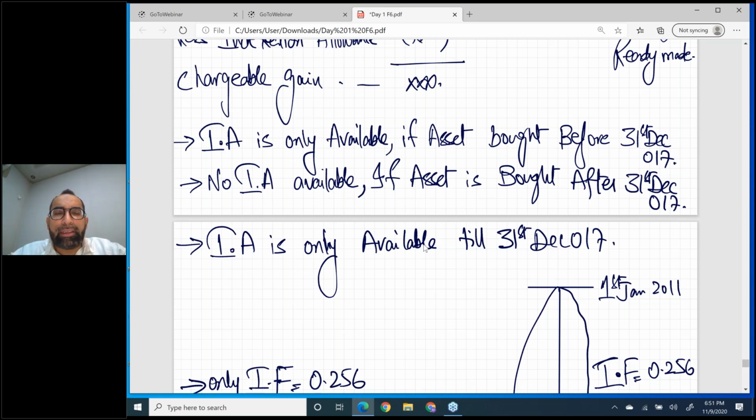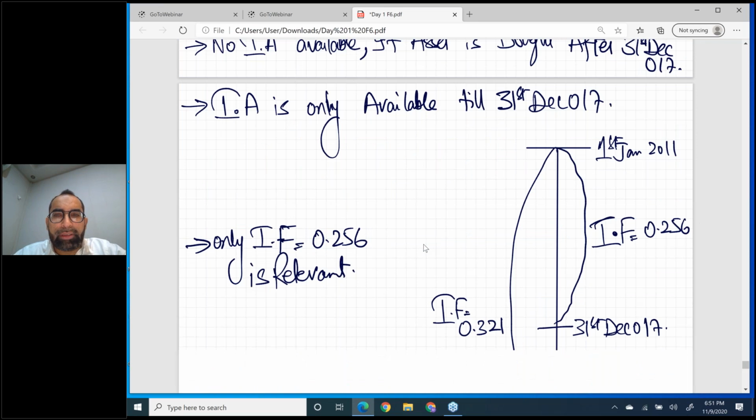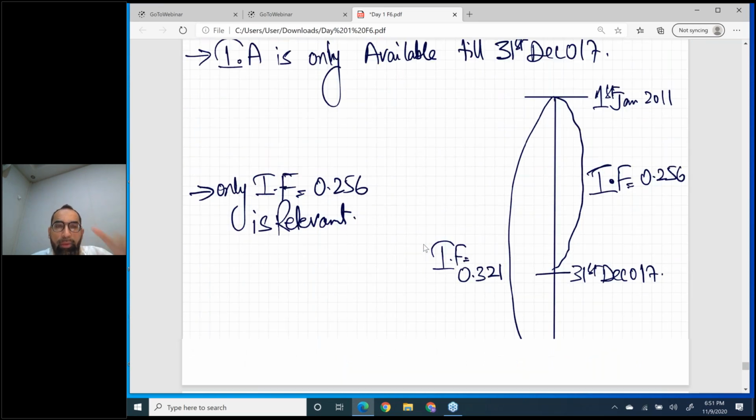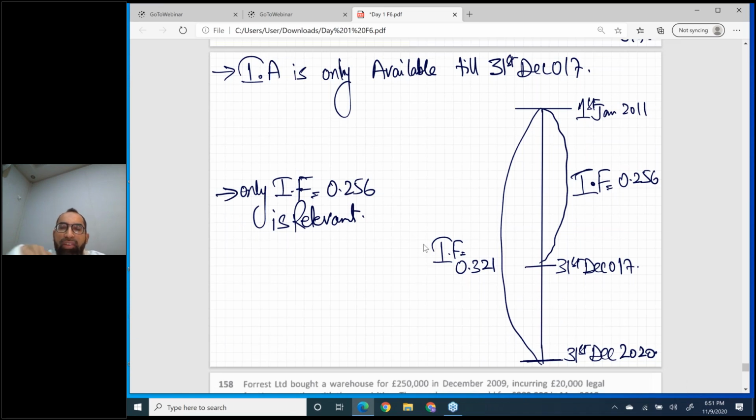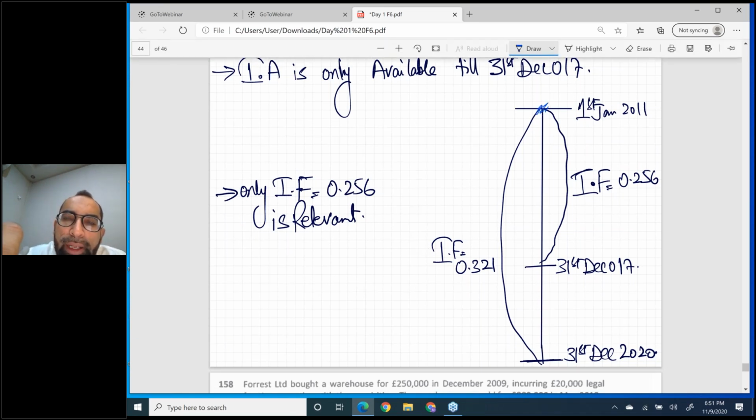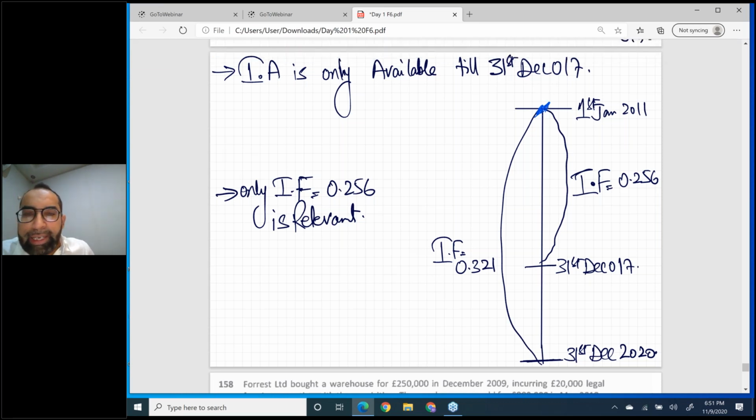The students are asking, sir, can you give one example? Yes, why not? See the timeline. Let us say a company bought an asset on 1st January 2011, and it sold that asset on 31st December 2020.